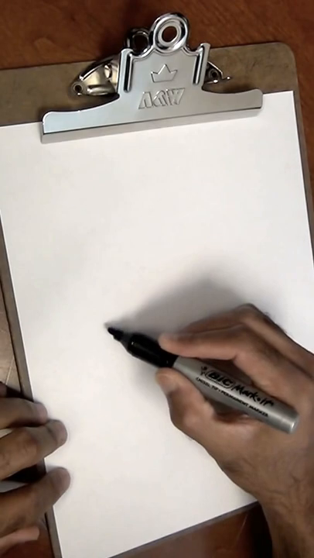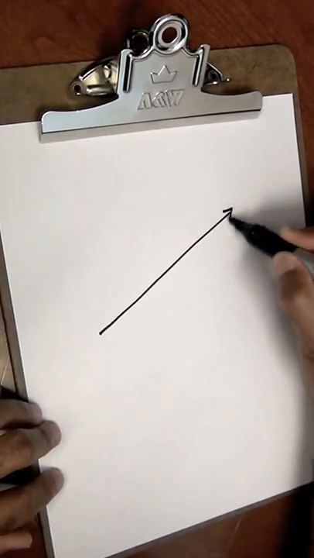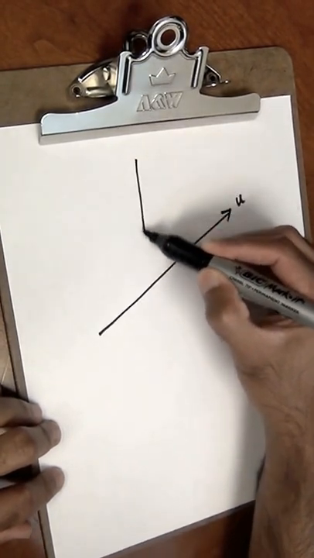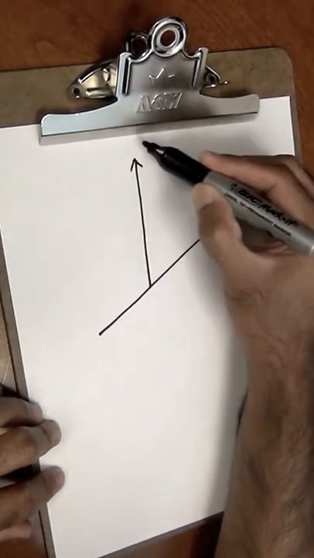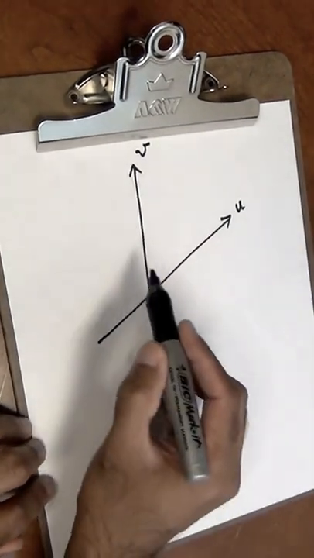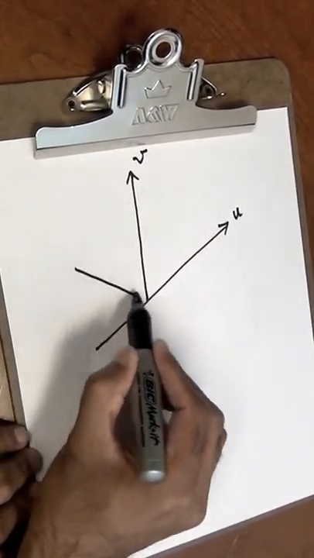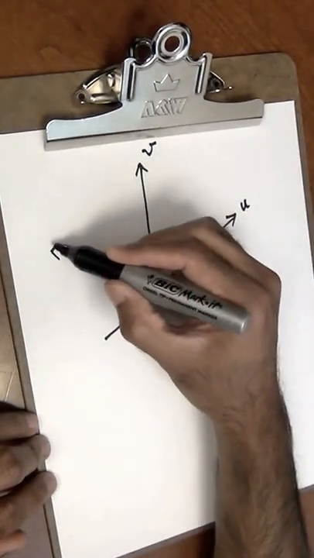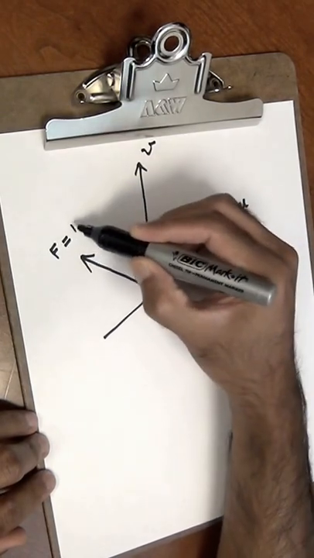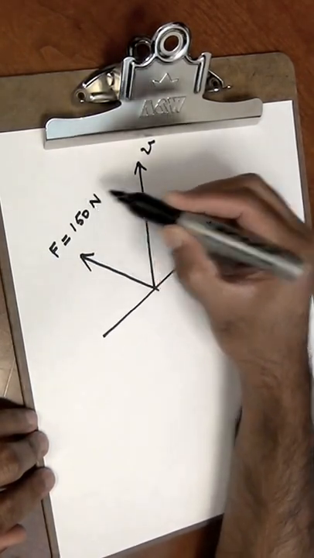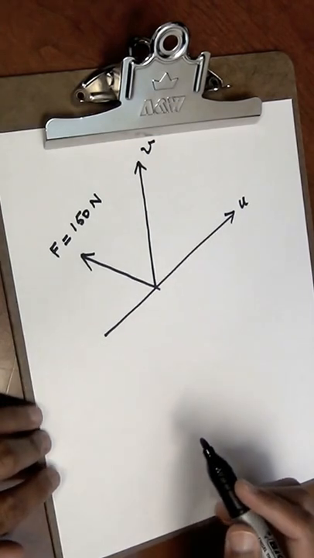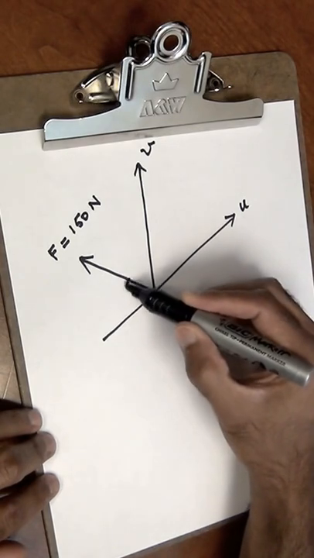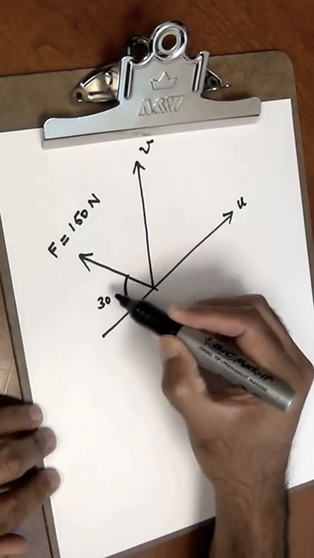So I have two directions. Let's call this u, and I have the v direction here. And I have a force vector that is given to me, and this force vector, let's call it F, has a magnitude of 150 newtons. Now some angle information is also given to us. One of the pieces of information is that this angle here is 30 degrees.